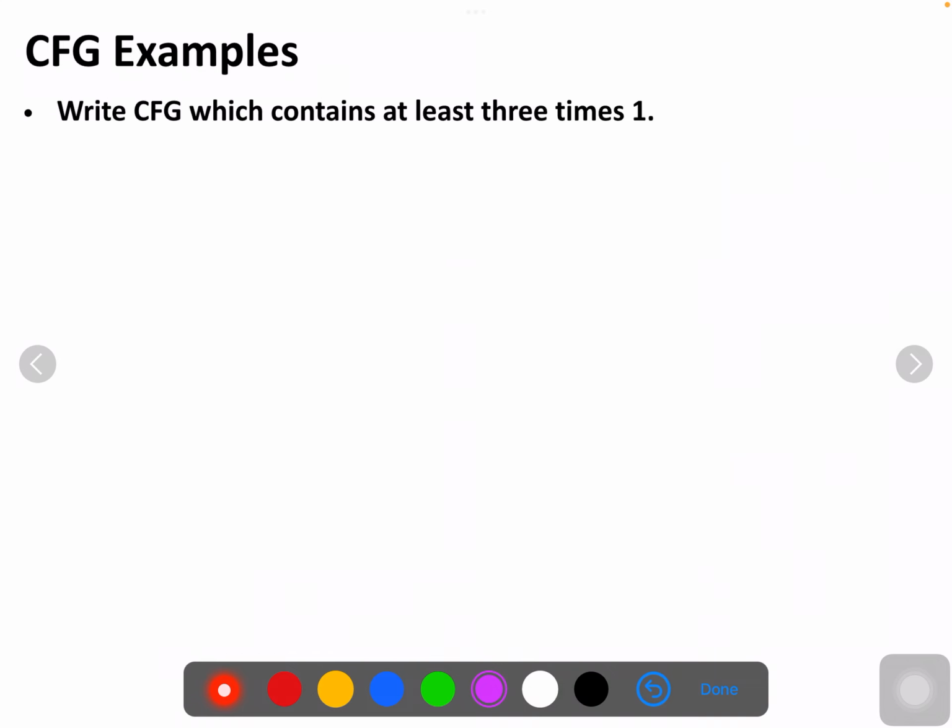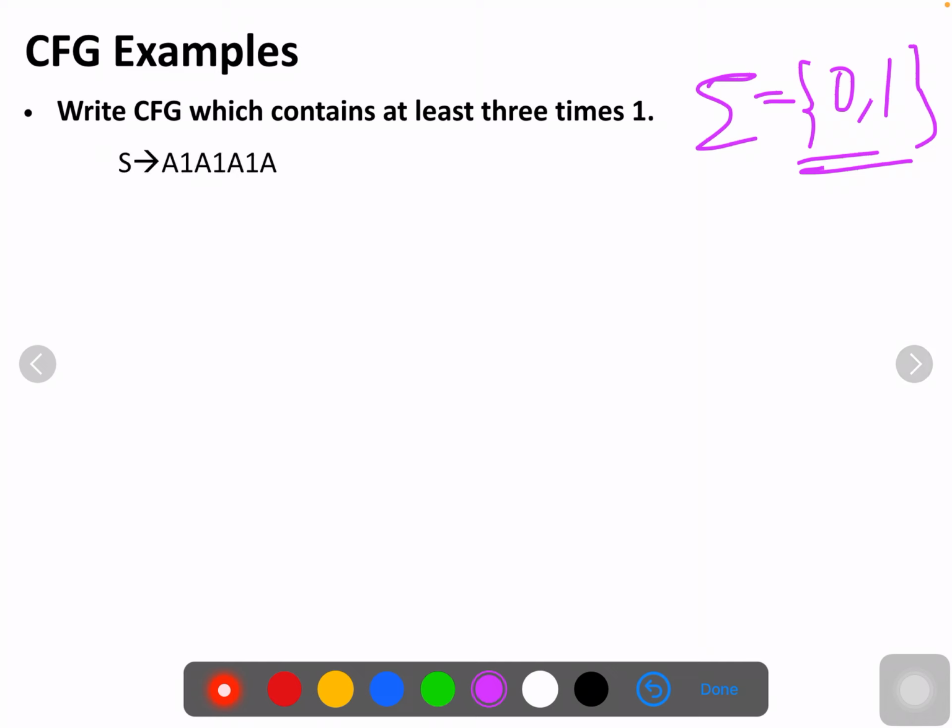Write a CFG which contains at least 3 times 1. So that means what? Over the alphabet 0, 1. You have to assume that, while giving a problem, they will mention the alphabet over 0 or 1, or A comma B. So there is at least 3 times it has to be 1. It can have more than 1 or zeros. What is A? A can generate n number of A's, n number of ones, or epsilon.